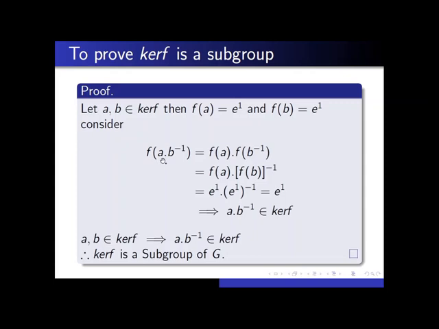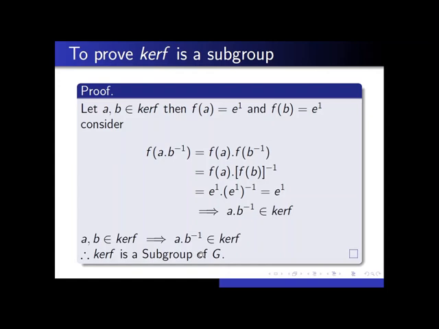So we have taken f of a into b inverse and we have proved that it is equal to e dash, that is, its image is e dash. What does that mean? If an element's image is e dash, then that element lies in the kernel. That means a into b inverse belongs to kernel f. We have taken a, b in kernel f and we have proved that a into b inverse belongs to kernel f. That means kernel is a subgroup.